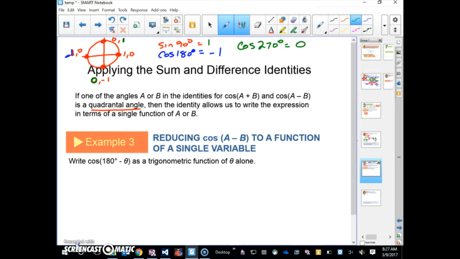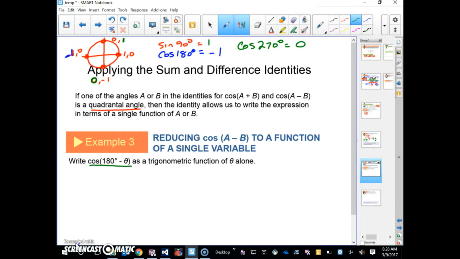We should know all of these. We should know these quadrantal angles. They should be quick. It's not difficult. It's probably the easiest concept of the day, but I find students are kind of weak at this problem right here in example 3. Write cosine 180 minus theta as a trig function of theta alone. You look at this and you're like, well, I don't know how to do that. But you should notice a pattern here.